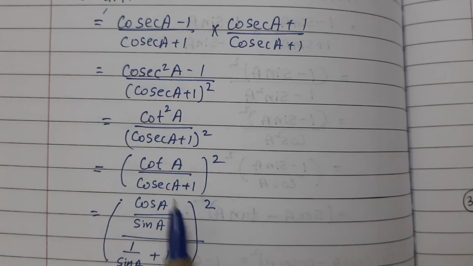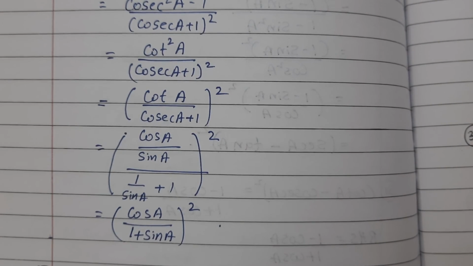Cot is cos upon sin upon 1 plus sin A upon sin A. Sin A gets cancelled, remains cos A upon 1 plus sin A the whole square, which is equal to right hand side.